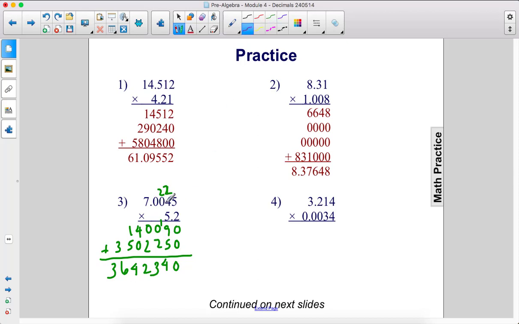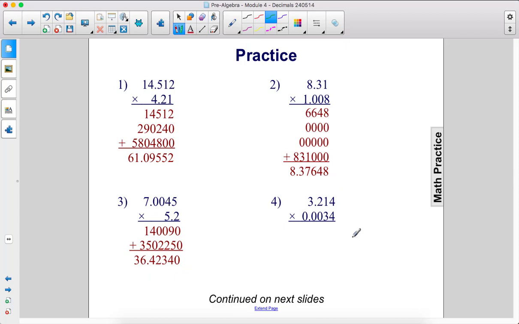Finally, we have 1, 2, 3, 4, 5 places to the right of the decimal. The answer is 36.42340.